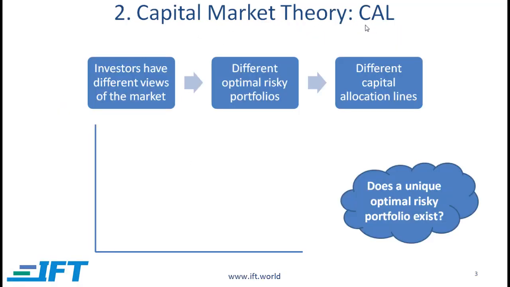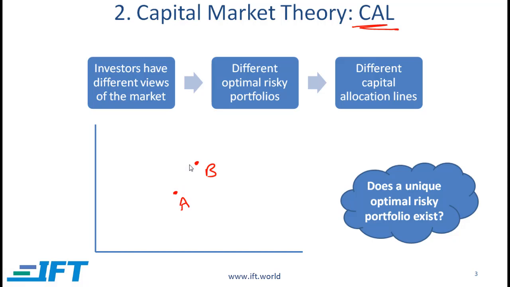Capital market theory, capital allocation line. This is something we have seen in the previous reading, so we will simply review the content. Investors have different views of the market, and therefore investors will create different optimal risky portfolios. Investor A might come up with one particular optimal risky portfolio. Investor B could easily come up with another optimal risky portfolio, because he has a different view of the market and hence will pick different securities in his optimal portfolio.